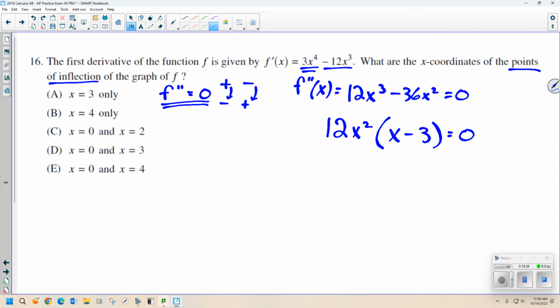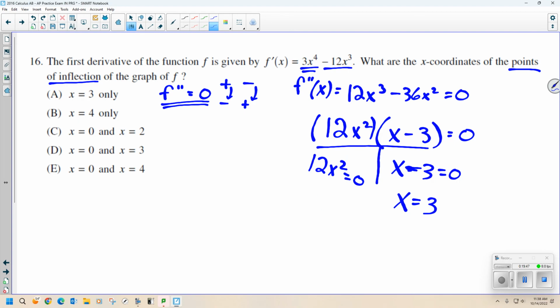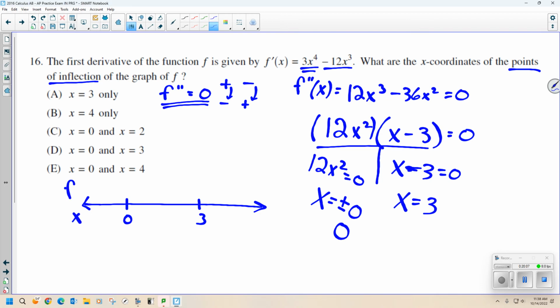I'm going to take both of these and set them equal to 0. x minus 3 equals 0, so x equals 3. 12x squared equals 0, so x equals 0. So x equals 0 and x equals 3. Let's create a number line, my friends. My little Irish friends, let's create a number line. Here's 0, here's 3. This is my x value. These are the 2 points where my second derivative is actually 0.